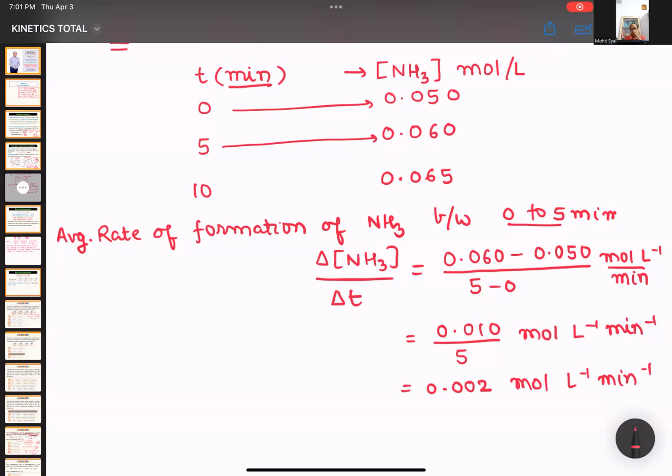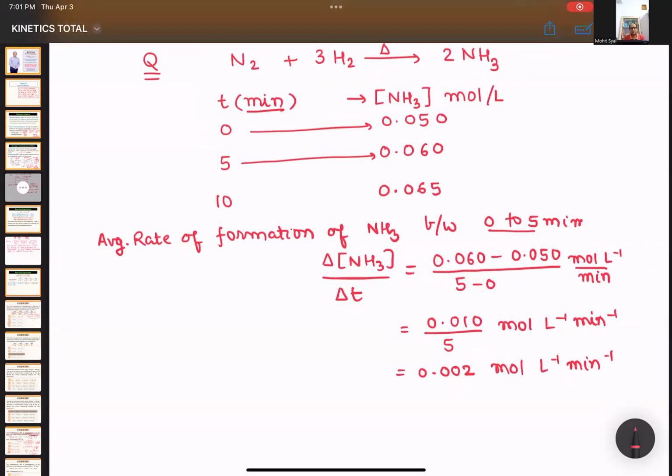I hope this is clear. Any doubts in this? Similarly, if they ask you about the rate between 5 to 10 minutes, do read the question very carefully in CBSE, and you are going to use these concentrations. Differentiation is used only if they have given you the graph or the slope of the tangent, or the function.